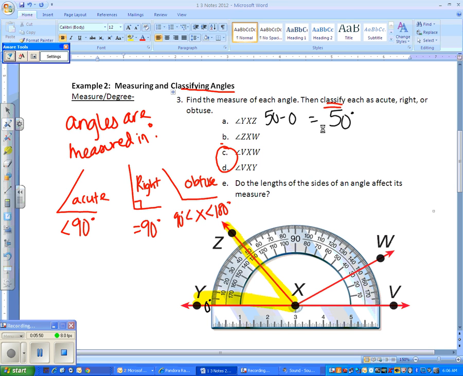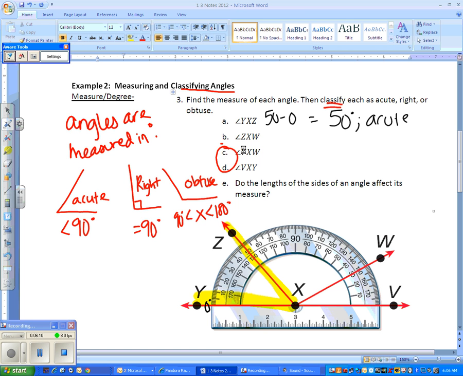So, question to think about, can you have negative angles? Not in geometry. So always, if you get a negative answer, just make it positive. Take the absolute value. And then since 50 degrees is smaller than 90 degrees, we're going to say that this is also an acute angle. And it looks like it. It looks like an acute little angle.